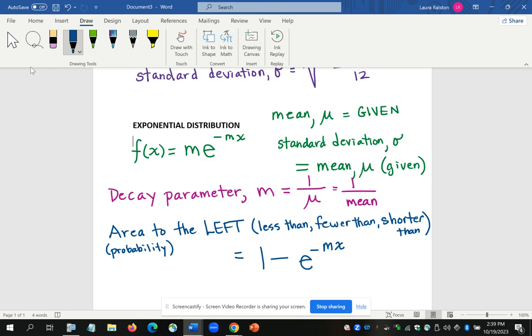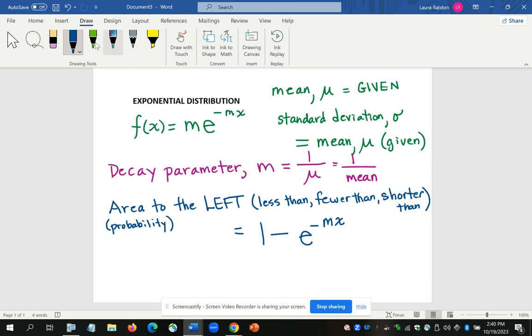Now, if you don't remember, e is called the natural number within the world of mathematics. So we got a little bit of algebra and statistics colliding here. It is a value that is pre-programmed into your calculator, and I'll show you where that's located when we get to the calculator here in a minute. The other formula that you need is the area to the right. Again, area is going to correspond to probability.